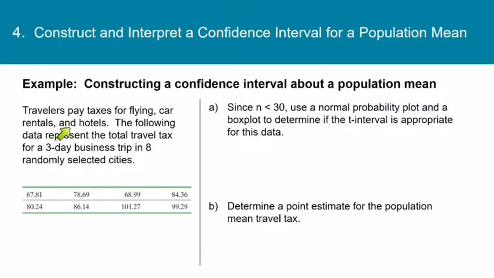Now here is another confidence interval example, and this one says travelers pay taxes for flying, car rentals, and hotels. The following data represent the total travel tax for a 3-day business trip in 8 randomly selected cities. And part A says, since n is less than 30, use a normal probability plot and a box plot to determine if the t-interval is appropriate for this data.